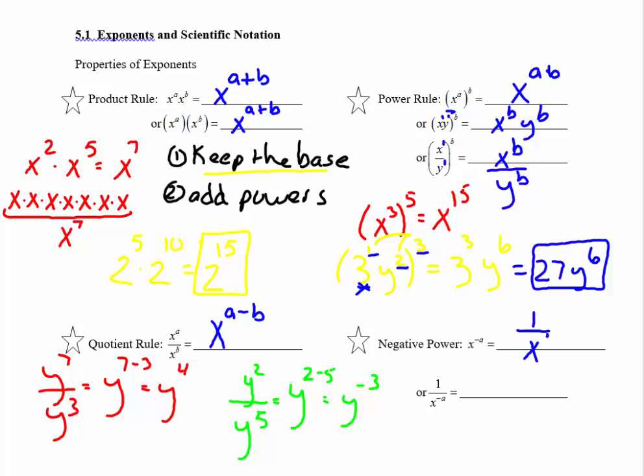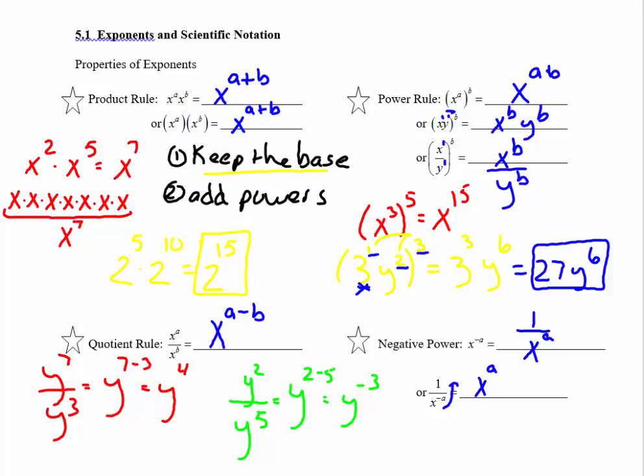So 1 over x to the positive a. If the negative is on bottom, like in this next part, 1 over x to the negative a, it's going to move up. So it's x to the positive a. The whole base and the power get moved together, just the exponent turns into a positive when it moves.